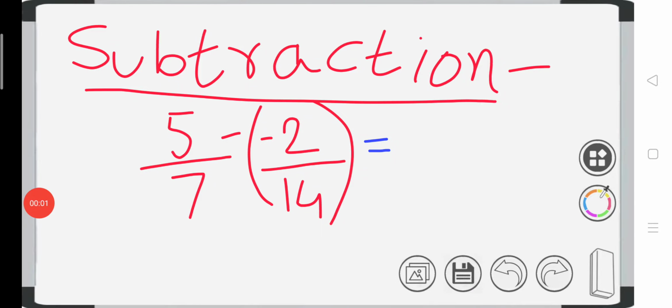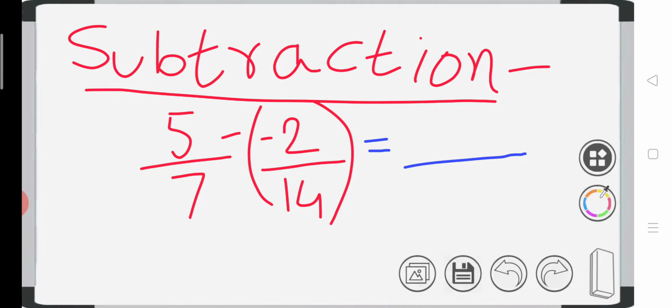Hello students, today we are going to learn about subtraction, multiplication and division of rational numbers. So you can see here that it is 5 by 7 minus bracket minus 2 by 14. As you have learned in the chapter on fractions, similarly we will subtract both of these rational numbers by first of all taking out the LCM and making their denominators the same.